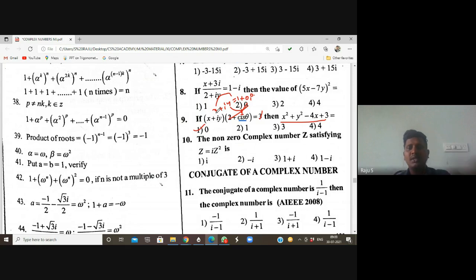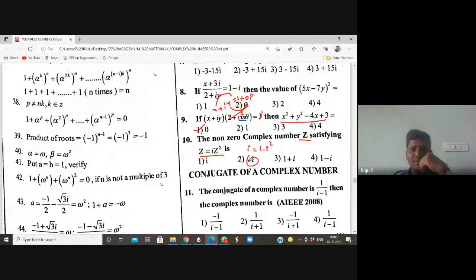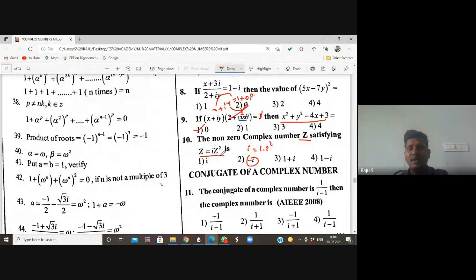Okay. Then question number 10. The non-zero complex number Z satisfying the equation. Simple. For what value, do option verification. When you take iota, is iota equal to iota into iota square? No, students? Sir, minus iota. Yes, sir, that is the answer. Yeah, substitute minus iota on both sides. Option verification: minus iota is equal to iota into minus iota the whole square.